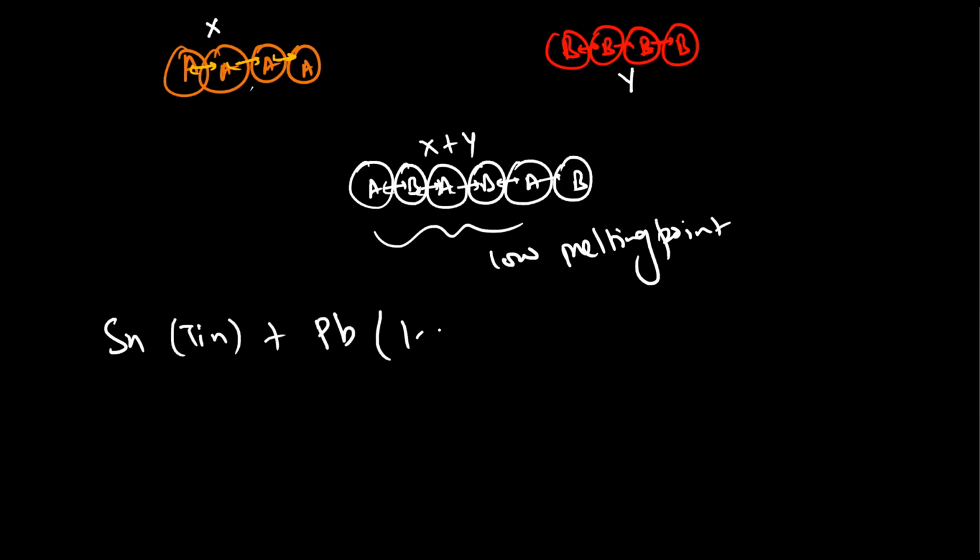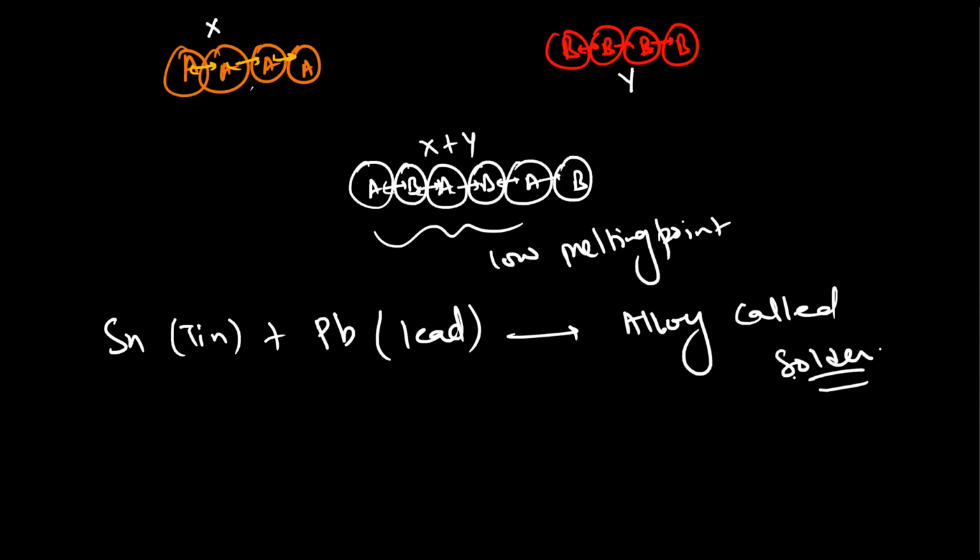Pb, lead. They form an alloy called solder, and this has a low melting point, and it is used for soldering wires and chips in electronic devices.